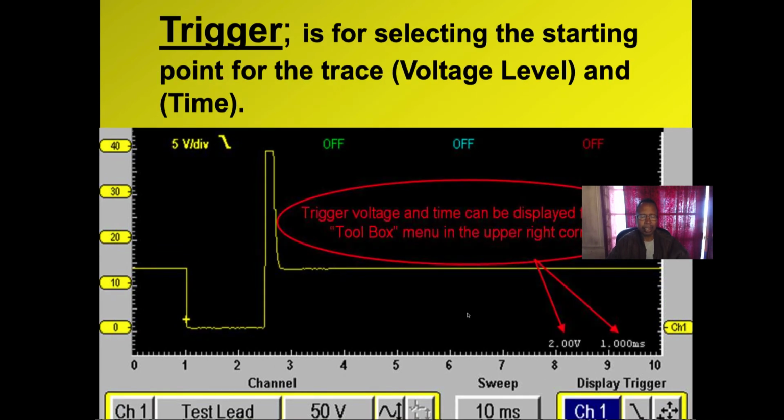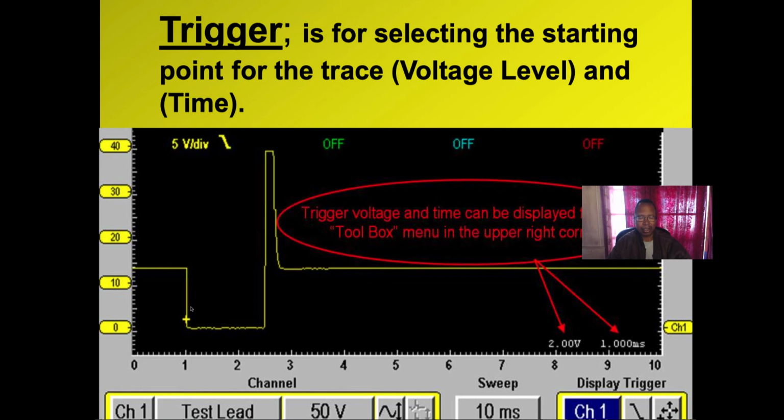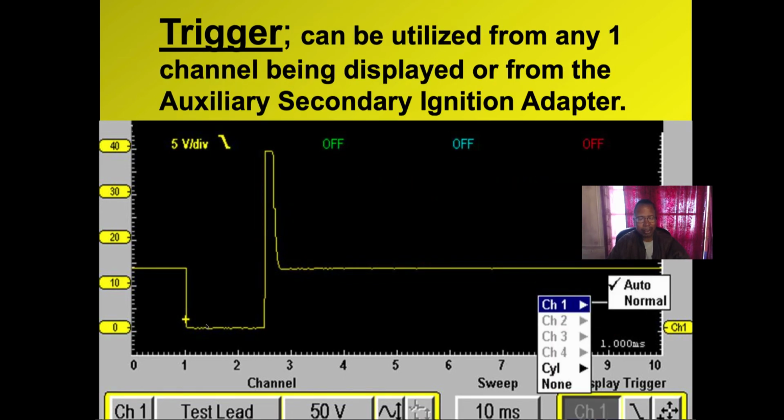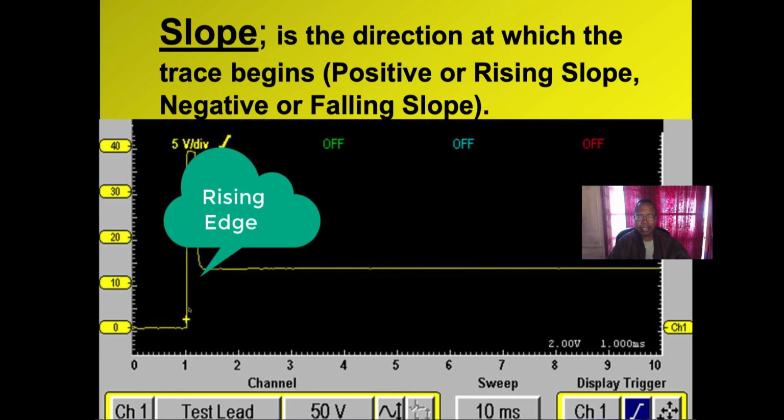Let's go back to this one. Now here's the trigger. This little X right here is your triggering point. This right here is on a negative slope because it's come from a higher value, about 14 volts, down to a lower number. That's a negative slope, or falling edge. Or it could be set on a rising edge. See right here? From a lower number to a higher value. That would be a rising edge.